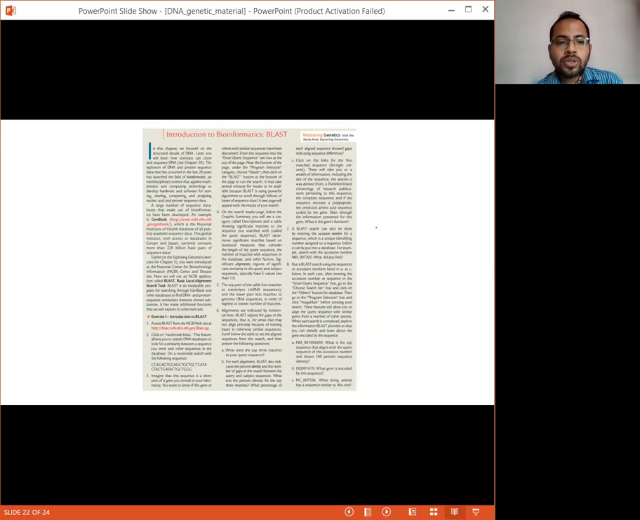And then comes the bioinformatics part. If you are talking about DNA structure in bioinformatics, you can view the three-dimensional structure, and if you are considering the sequence, then your job is to find the sequence of that particular DNA from a website known as NCBI, or any other website you can use. But to know more about that particular DNA, you need to do one basic experiment that is known as BLAST.